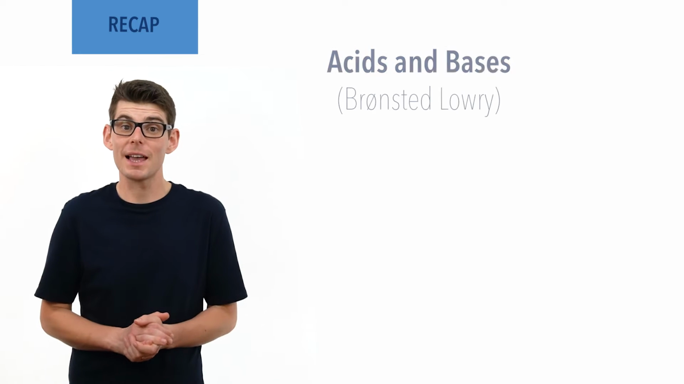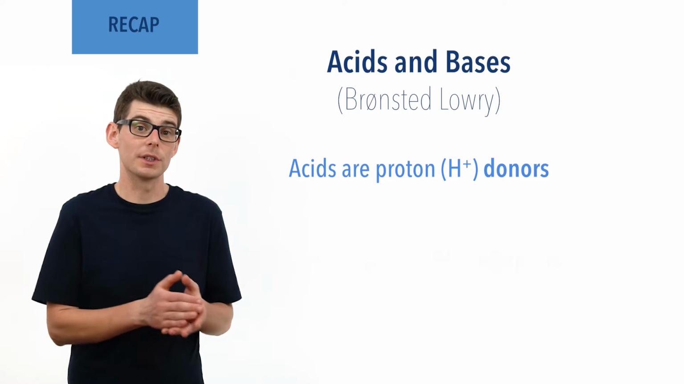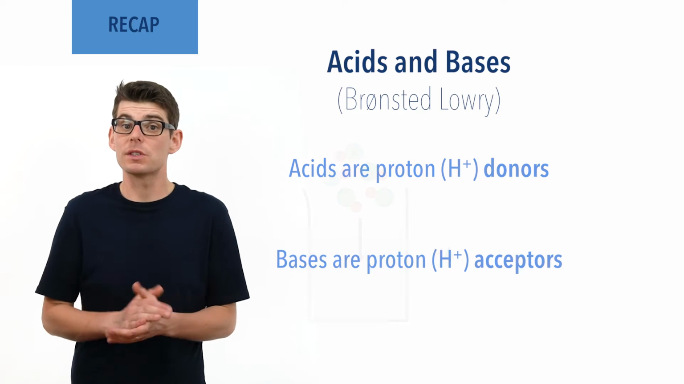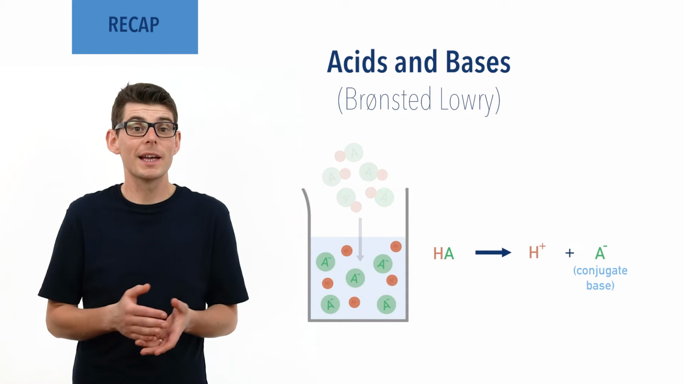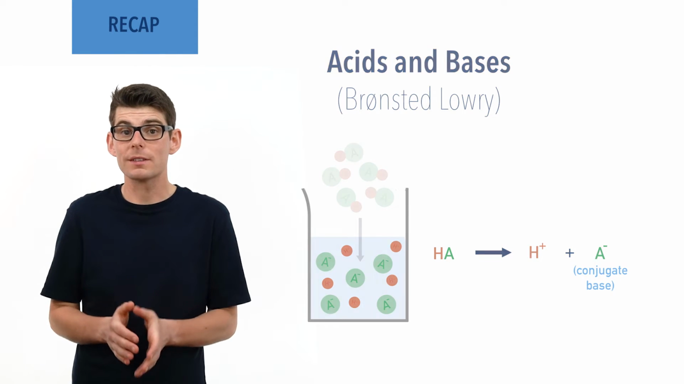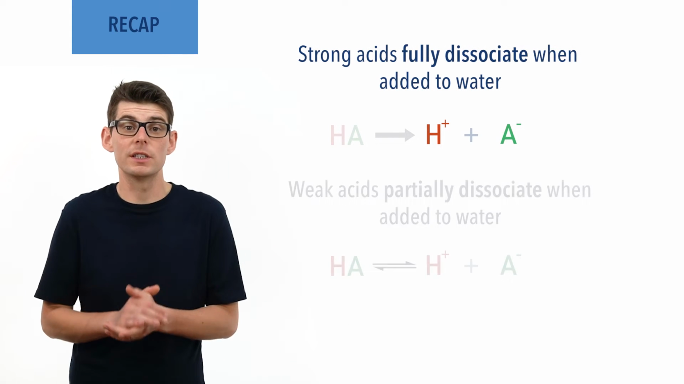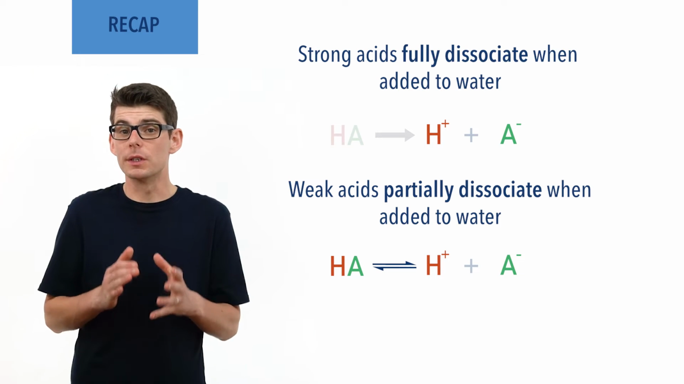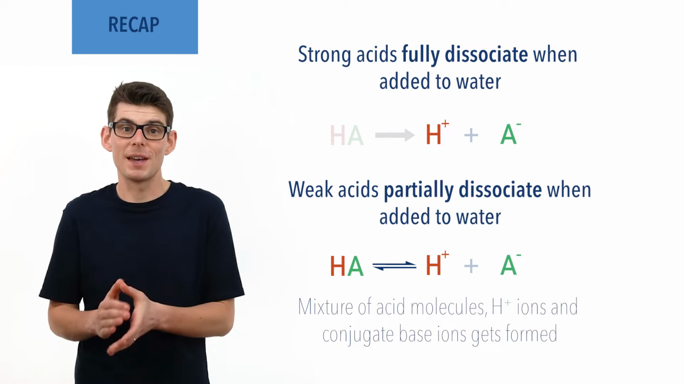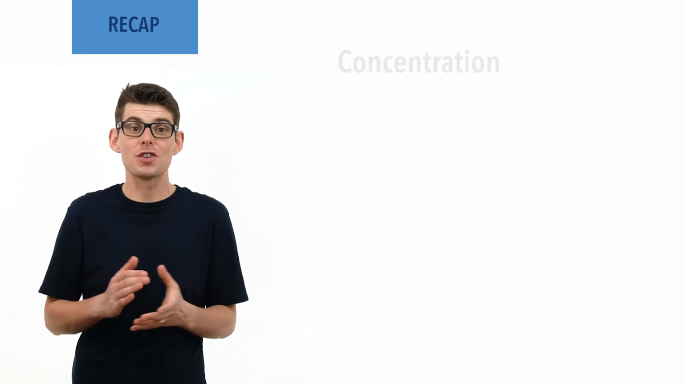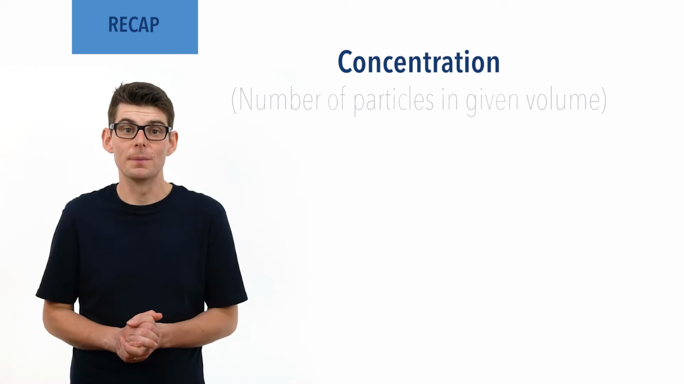According to the Bronsted-Lowry definition, acids are proton donors and bases are proton acceptors. Acids dissociate and split apart into H+ ions and their conjugate base when added to water. Strong acids fully dissociate when added to water. Weak acids partially dissociate when added to water, forming a solution that contains molecules of the acid, H+ ions, and conjugate base ions. Concentration refers to the amount of particles dissolved in a given volume of solution.